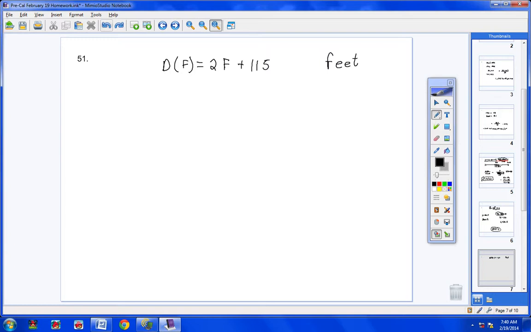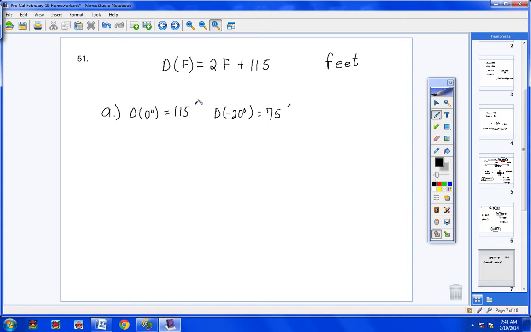So here we go. Letter A, if you look at the book, they want us to very quickly find d of 0. That means put 0 degrees in for f. So d of 0 degrees equals 115. Next one is d of negative 20. So d of negative 20 degrees would be negative 40, which would then give us 75 feet. And I guess I should put a little slash here for feet.